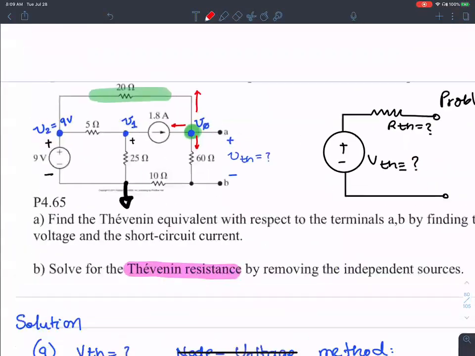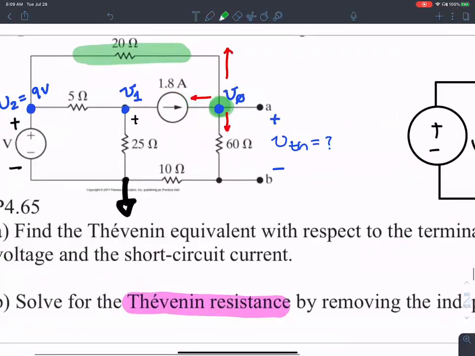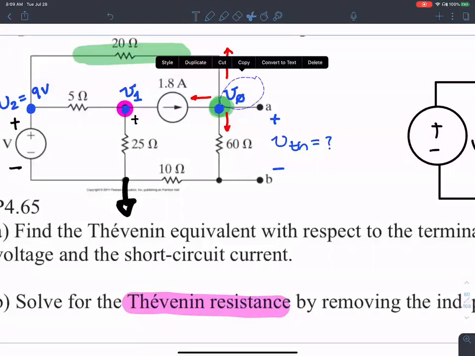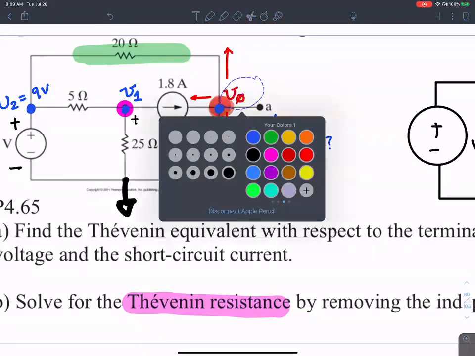So let me see if I can apply KCL at the other node as well, which is this guy. So far we applied KCL at this node. Let me color code them.